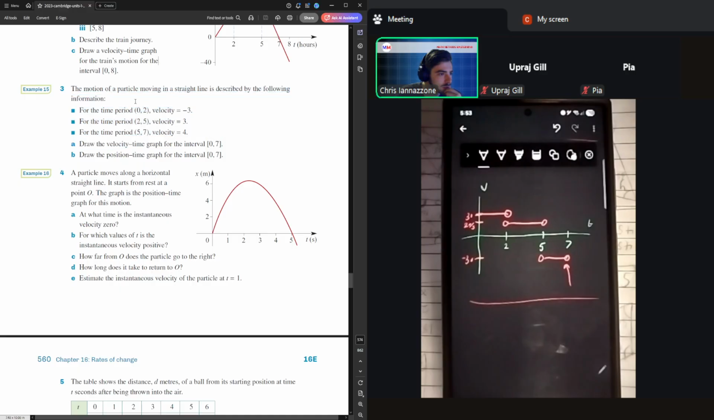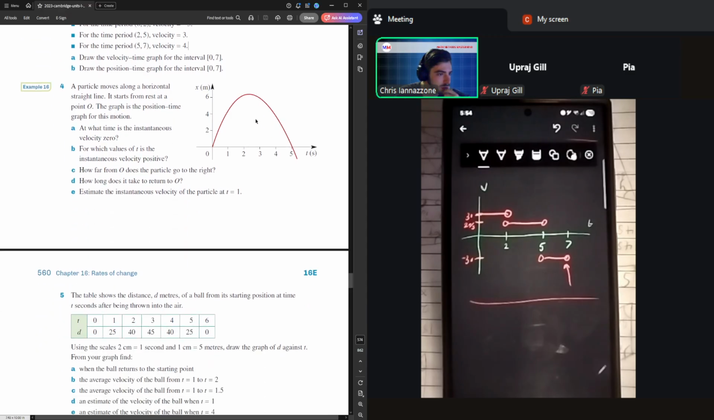Question 3 is very similar, but you've got more. What are we actually trying to do? Draw the velocity graph, draw the position graph. We've kind of already done that sort of stuff, but we've just got velocity and time information as opposed to position and time information.